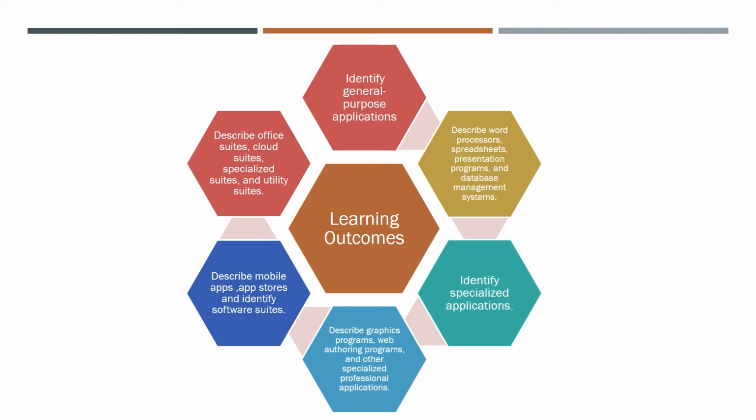The learning outcomes for this chapter are to identify general purpose apps; describe word processors, spreadsheets, presentation programs, and database management systems; identify specialized applications; describe graphic programs, web authoring programs, and other specialized professional applications; describe mobile apps, app stores; and identify software suites, describe office suites, cloud suites, specialized suites, and utility suites.